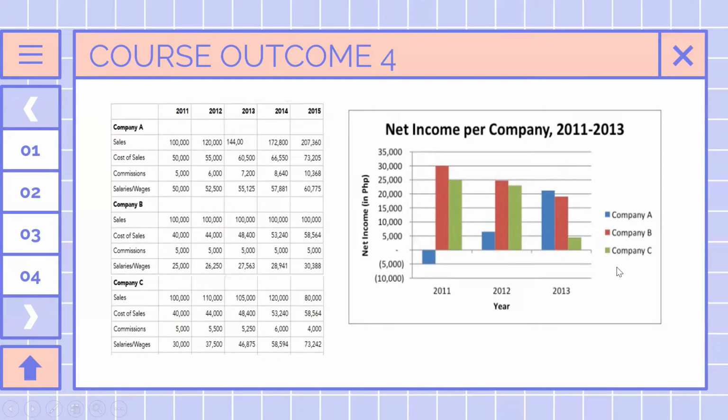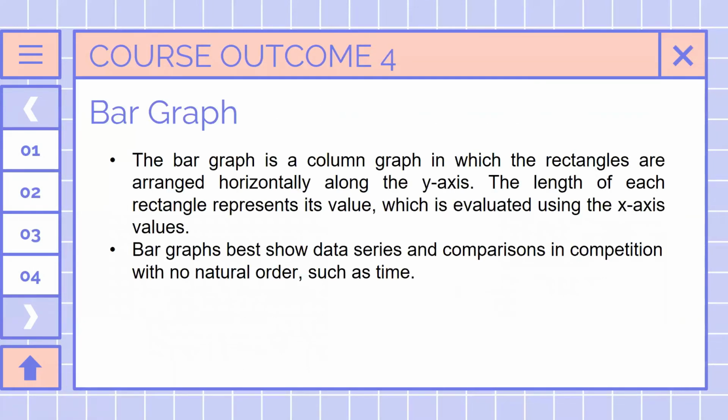Okay, so now let us proceed with the next, the bar graph. So what is a bar graph? The bar graph is a column graph in which the rectangles are arranged horizontally along the y-axis. The length of each rectangle represents its value, which is evaluated using the x-axis values. Bar graphs best show data series and comparisons in competition with no natural order, such as time.